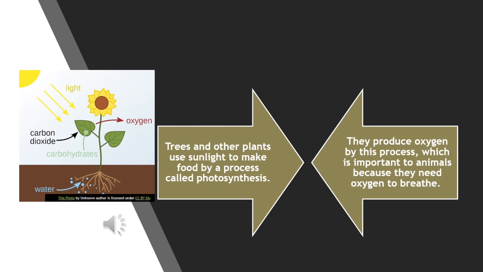Trees and other plants use sunlight to make food by a process called photosynthesis. They produce oxygen by this process, which is important to animals because they need oxygen to breathe. Acid rain damages the leaves of plants so they can no longer make the food they need or produce oxygen. The following video shows before and after effects of acid rain.